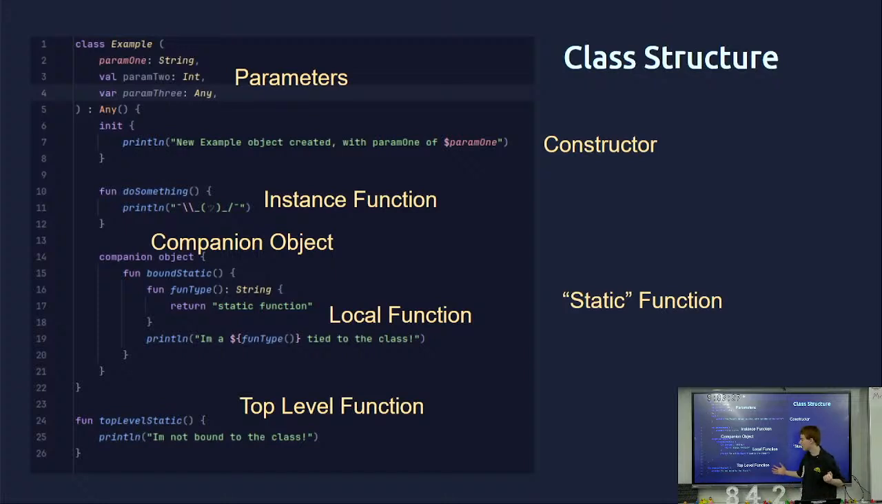Then you have a top level function, which is just a function outside of the class that can be referenced anytime. It's like a public function, but this one is outside of the class. Crazy, I know.